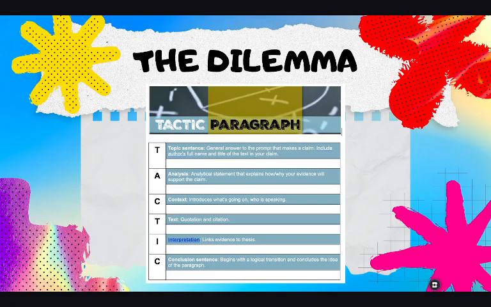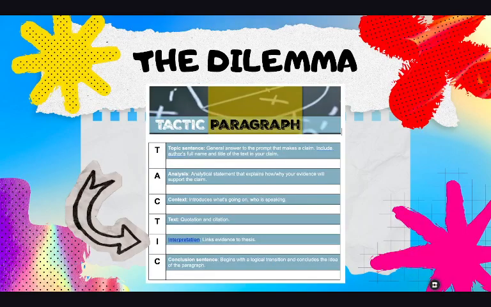But then I started noticing when I was getting these paragraphs turned in that there was something really interesting happening, and it had to do with this sentence here, the I sentence, the interpretation. As you can see, the interpretation sentence links the evidence to the thesis. So this is really sort of the sentence that does the heaviest lifting in this paragraph. It does a lot of work.